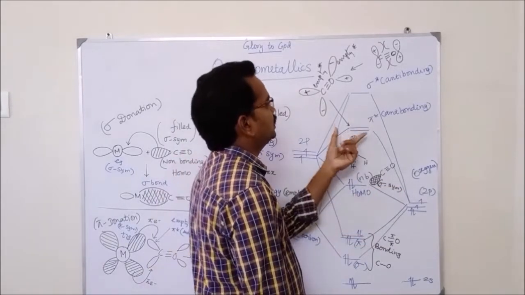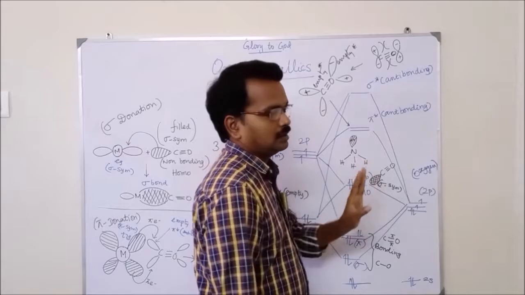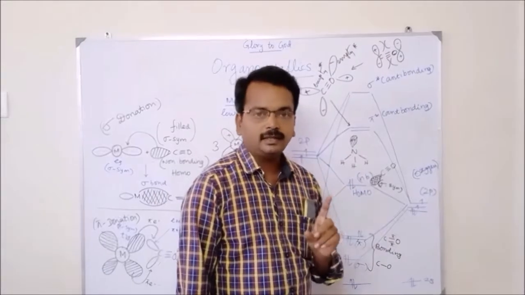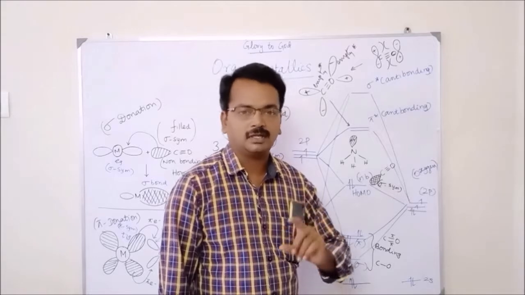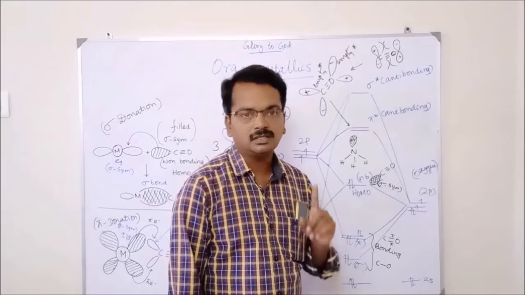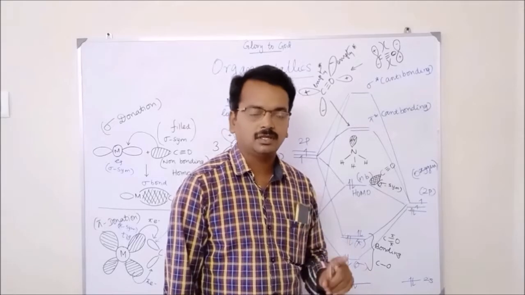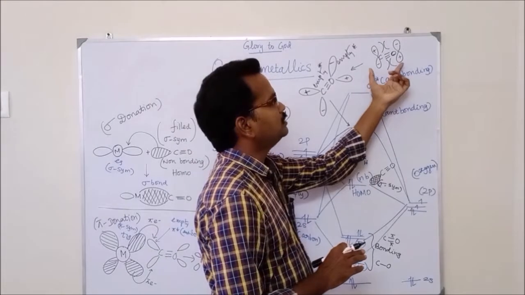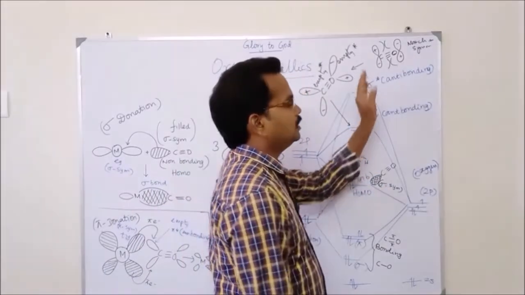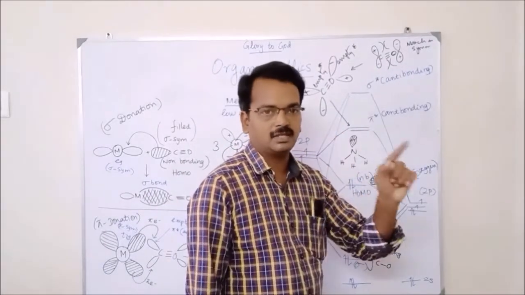Then let us go to the anti-bonding pi star orbital. In the lower classes, you might have studied the basic criteria for overlapping of atomic orbitals. What are the two basic criteria? One is matching symmetry, another one is matching energy. We have to concentrate on the matching symmetry. What is called symmetry of atomic orbitals? If you take any atomic orbitals, you will find plus or minus sign.